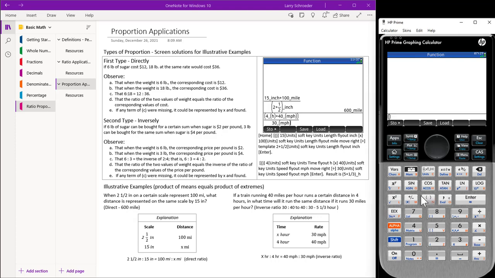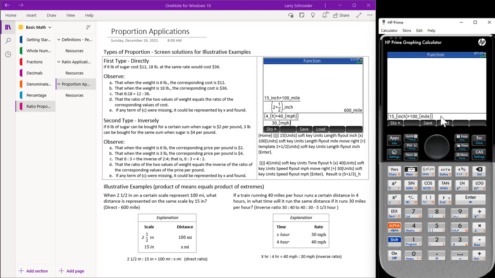Parentheses for the numerator. 15 unit length inch times 100 unit length scroll miles.